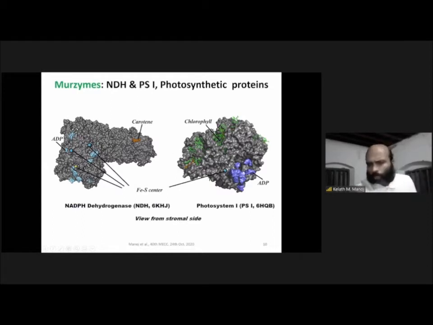There are multiple chlorophylls here. Our mechanism for the photosynthetic process involves, once again, ROS. Here we have shown multiple ADP binding sites on the stromal side. So this is yet again a Murzyme.